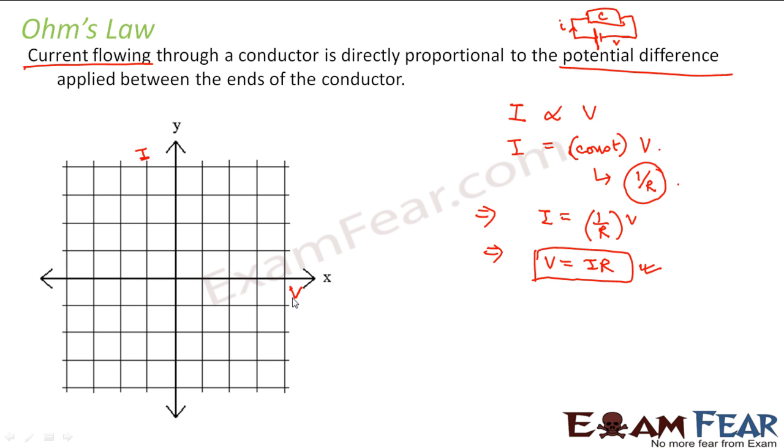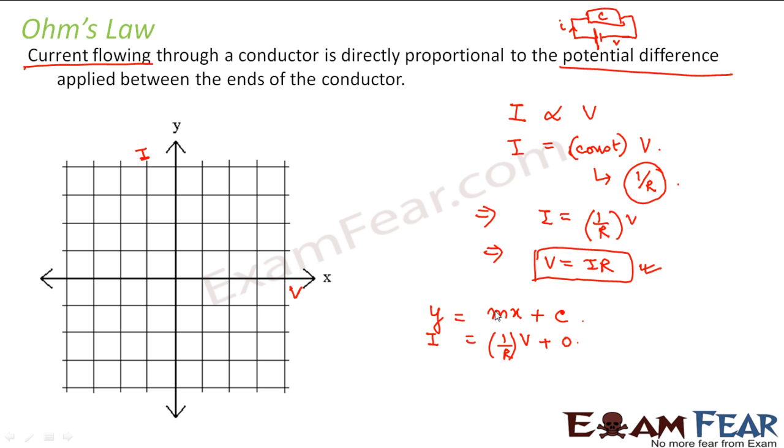Therefore it has to be a straight line, because this expression is of the form y is equal to mx plus c. We know that the equation for a straight line is y is equal to mx plus c. Along the y-axis we have taken I, and along the x-axis we have taken V. So m will be 1 by R, and c will be 0.